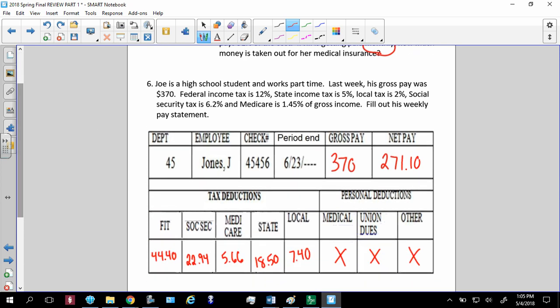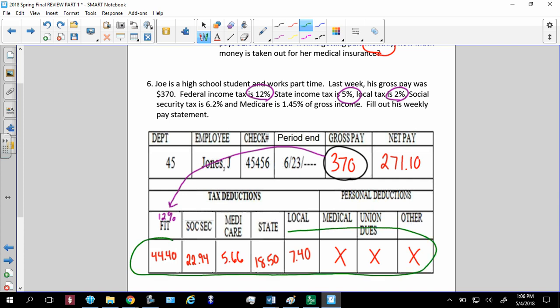All right. Joe's a high school student. His gross pay is $370. Now, you should remember the setup. You are going to take gross pay and multiply it by all the percentages of all the categories. So federal income tax was 12%. It's all right up here, 12%, state income tax, so on and so forth. Once you get all your multiplications done, take all of these numbers. Medical, union, and other, we didn't have anything, so that's why I X'd them out. Add them all up and subtract it from 370 to get the difference, which is your net pay.